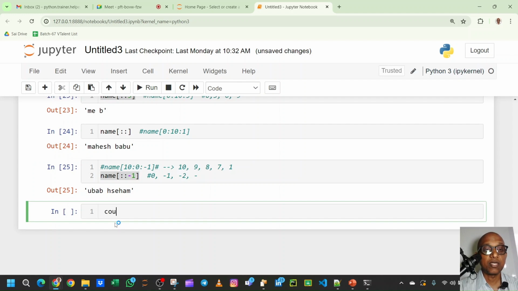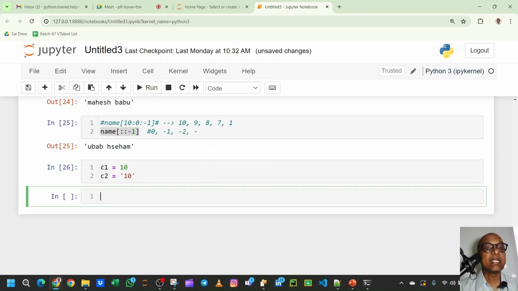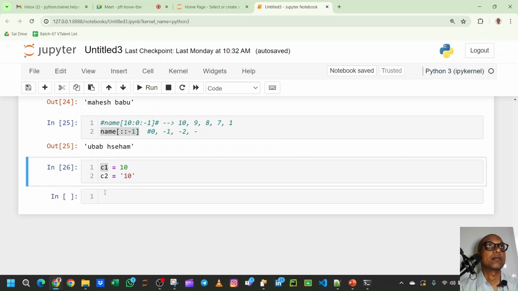For example, I just mentioned C1. C1 is equal to 10. That is an integer, right? And the same with C2. C2 is equal to a single quote or double quote. So now C1 is an integer, C2 is a string. Because whatever characters are present between the opening single quote and closing single quote is nothing but text information. Clear?